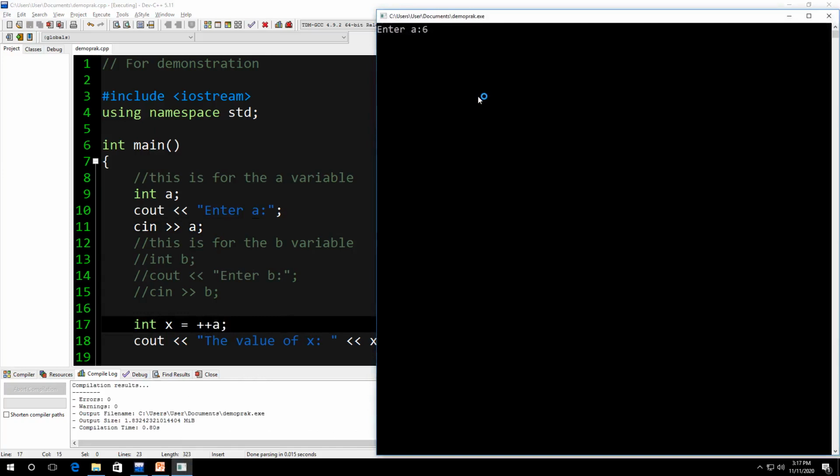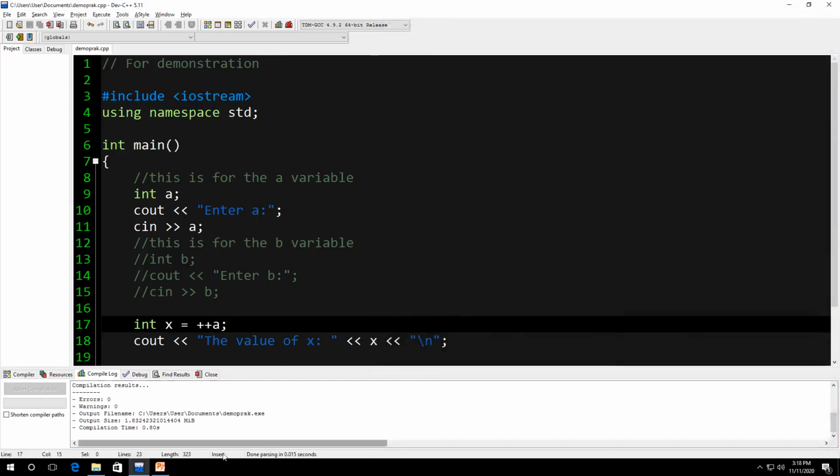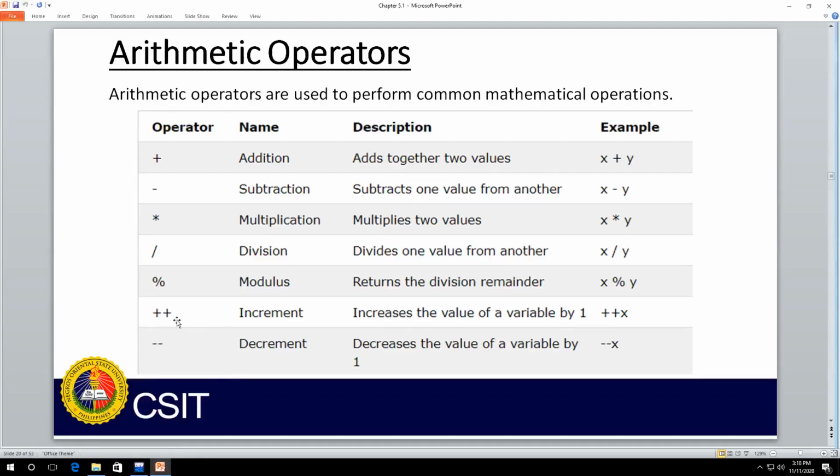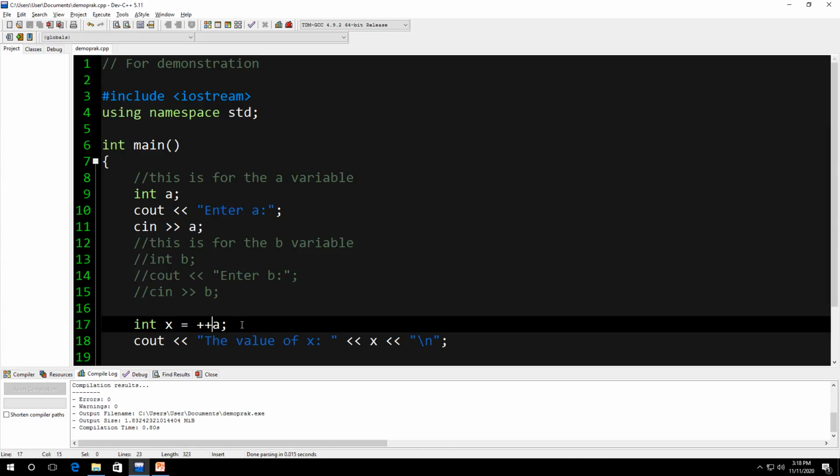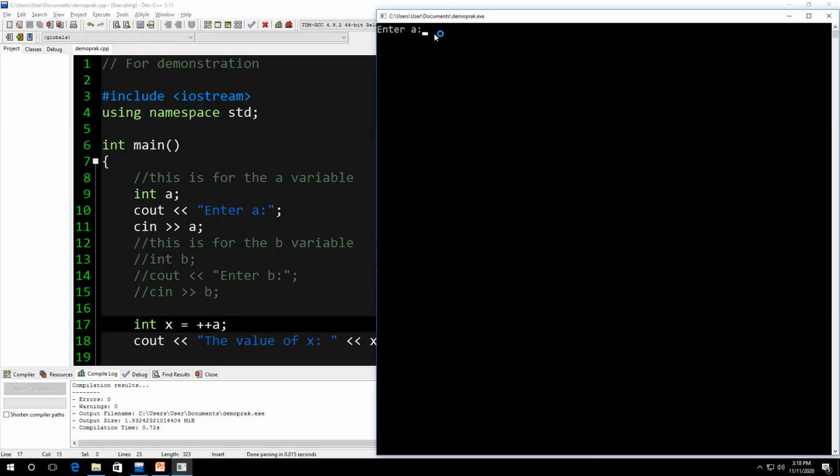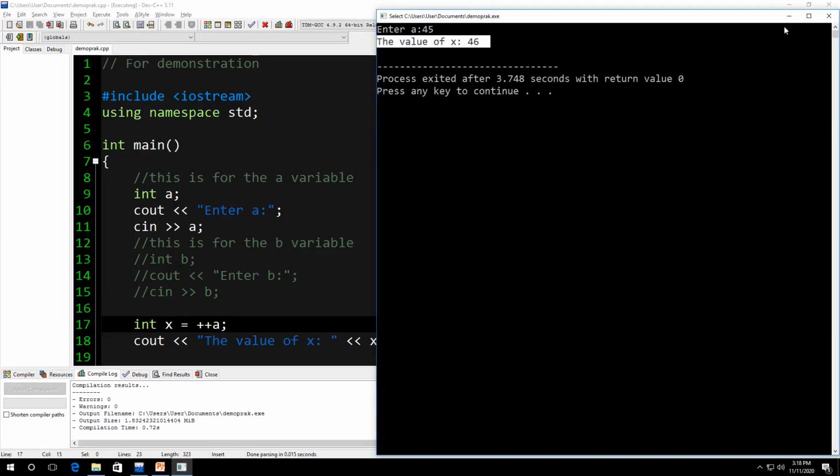If we put 6, it should give you 7. So that's the increment operator for your arithmetic operator. So it's plus plus and then the variable. Let's try another. Let's say 45, so it should give you 46. So that's the increment.